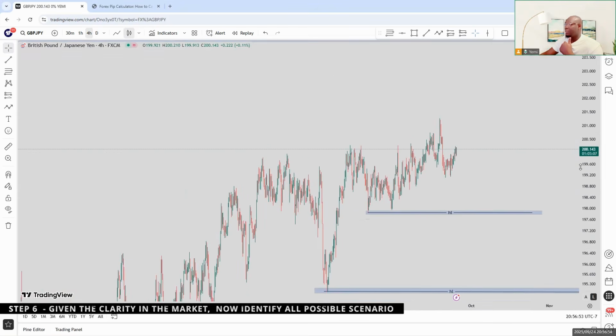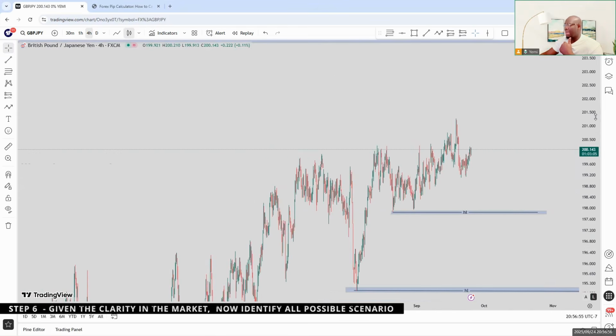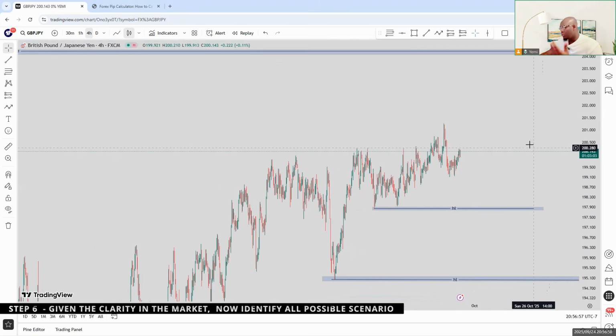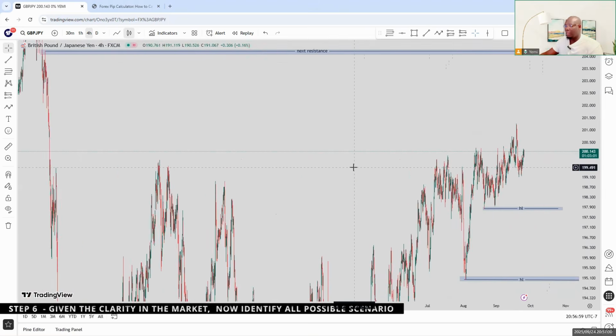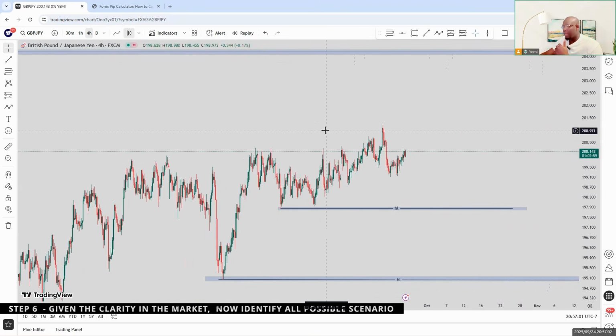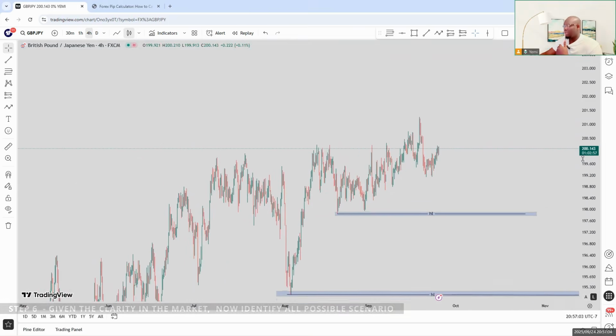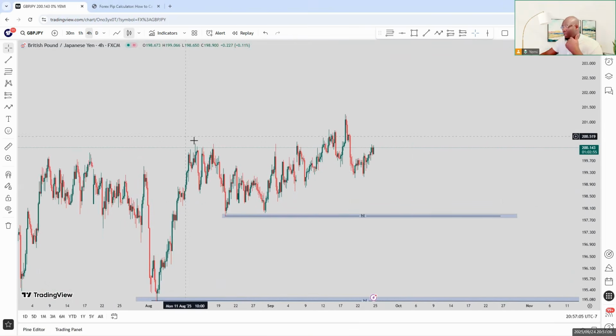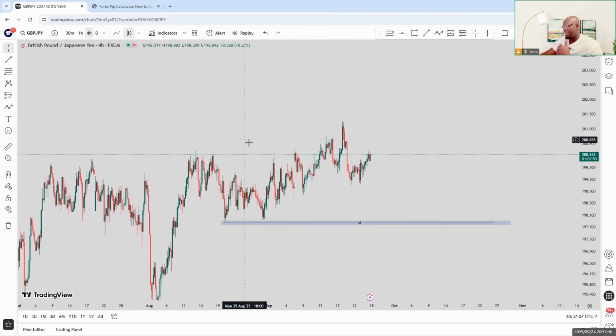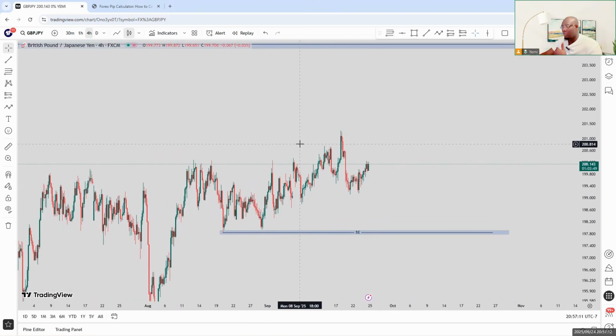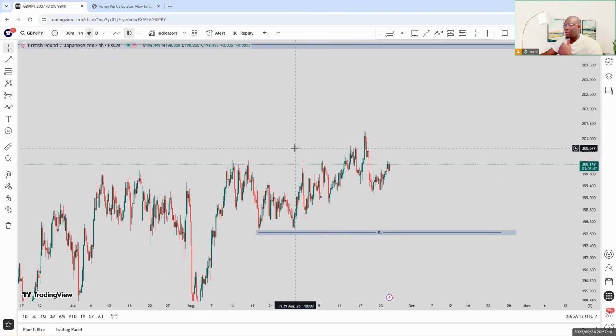Now, this is where I start to look for my area of interest. And what am I looking for in an area of interest? I'm looking to see, is there anything obstructing the market right now that could make the market reject, or is there anything that the market has broken that will make the market continue? That is what I want to look out for in the market.